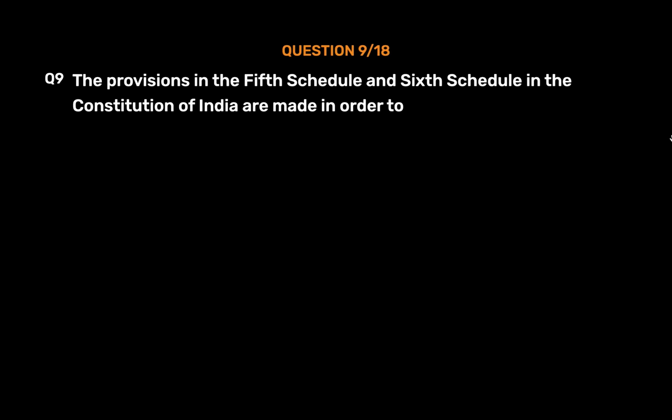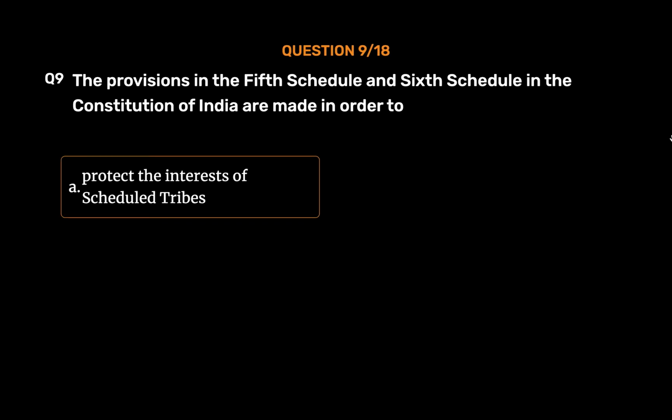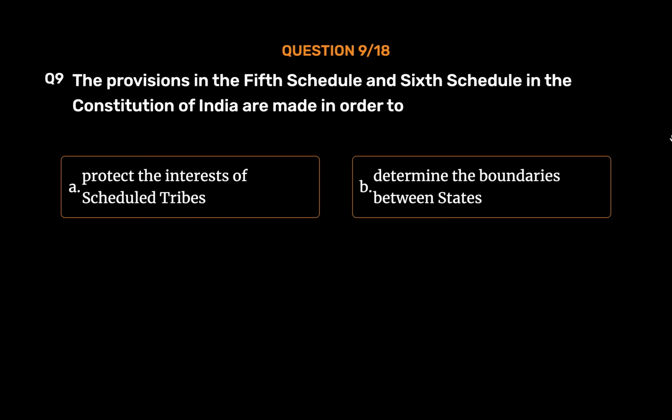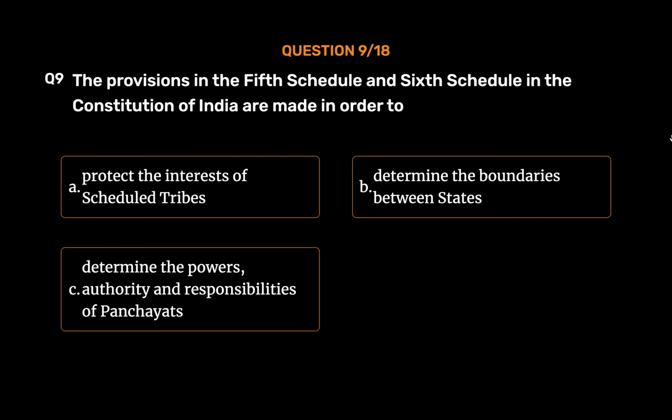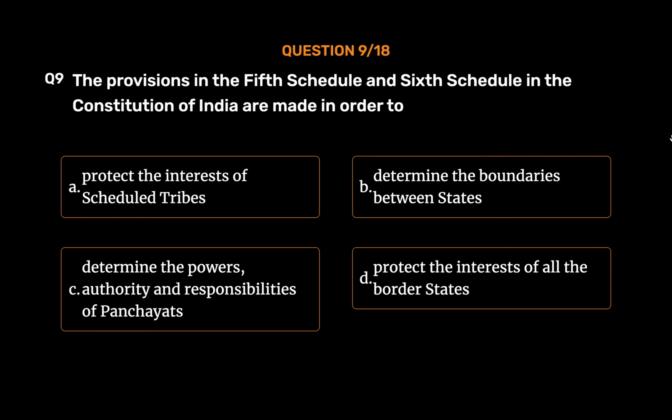Question number 9. The provisions in the 5th Schedule and 6th Schedule in the Constitution of India are made in order to option A. Protect the interests of scheduled tribes. Option B. Determine the boundaries between states. Option C. Determine the powers, authority and responsibilities of panchayats. Option D. Protect the interests of all the border states. The correct answer is option A. Protect the interests of scheduled tribes.